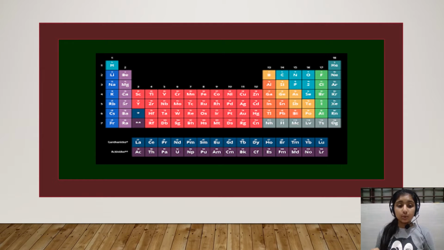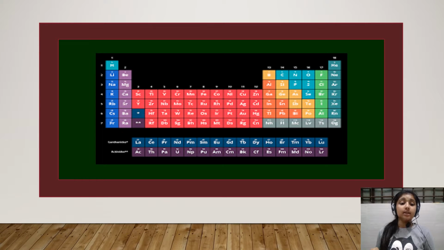The first two groups are called S block. First group and second group are called S block. Groups 13 to 18 are termed as P block. And this red colored part is called D block. You are able to see two different colors over there, and similar colors are visible in these two blocks also.